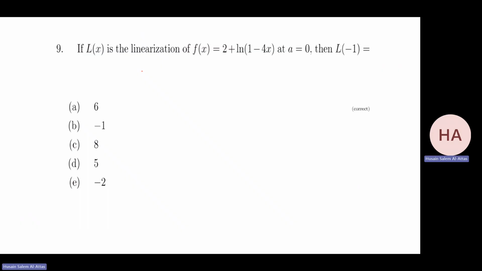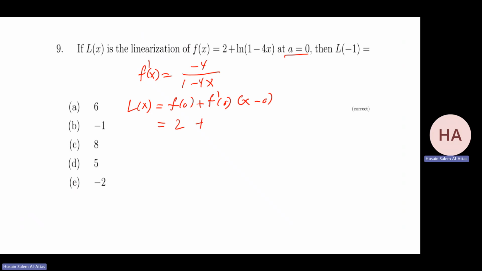Linearization of this. Well, I need to find the derivative of this. At 0, that will be 1 minus 4x minus 4. This is a. L of x will be f of 0 plus f prime at 0, x minus 0. f of 0 is what? 2 ln 1, which is 2, plus f prime at 0. That will be minus 4x. What will be L of minus 1? It will be 2 minus 4 minus 1. That will be 6, which is this.